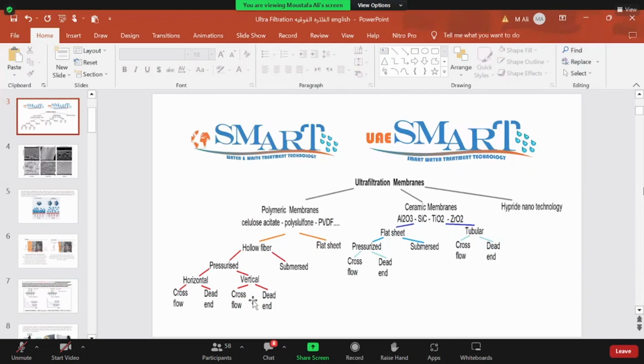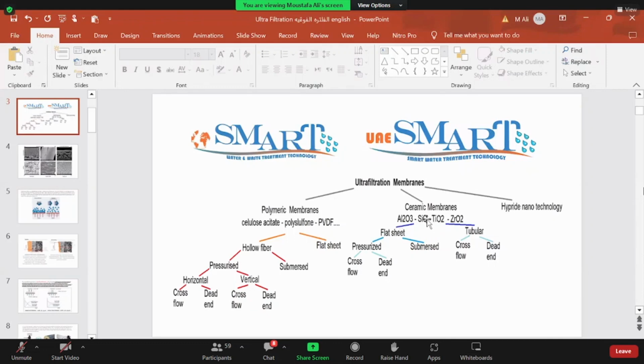We already said that each type can be classified further in more detail. For example, the polymeric membrane we can classify into flat sheet and hollow fiber membrane. The hollow fiber membrane we classify as submerged and pressurized. This is the new information which we'll give today. Then the two main techniques of filtration are dead end filtration and cross flow filtration.